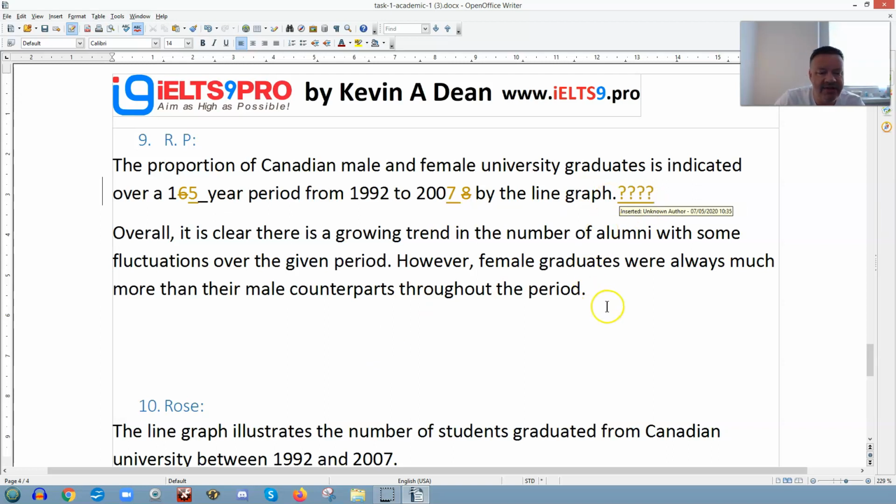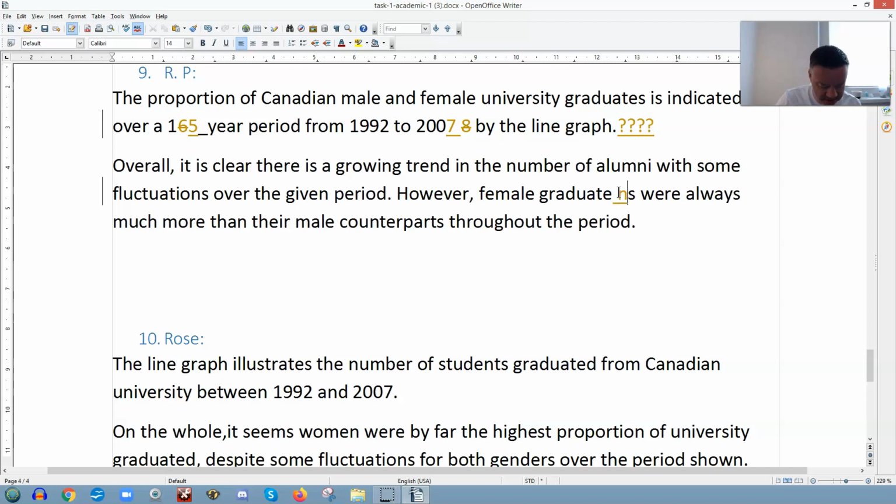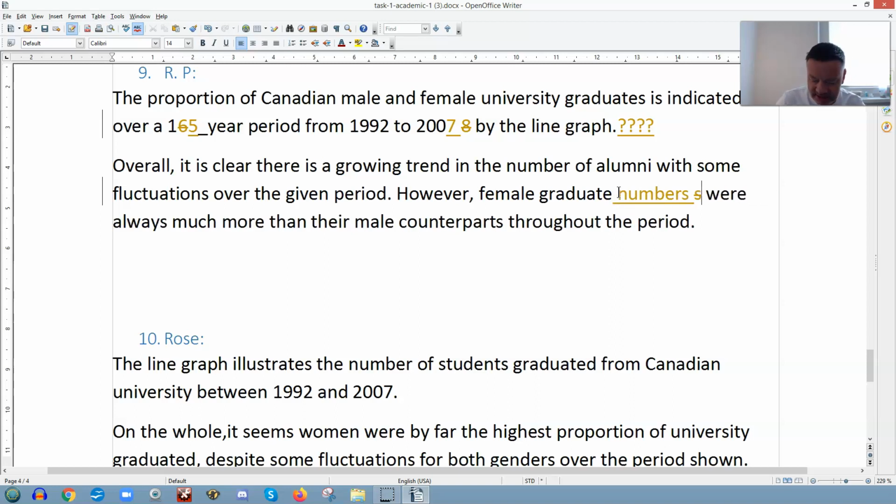Overall, it is clear that there is a growing trend of alumni with some fluctuations over a given period, where female graduates are always much more than their male counterparts throughout. Female graduates' numbers were always more than their male counterparts. Okay, that's not too bad.